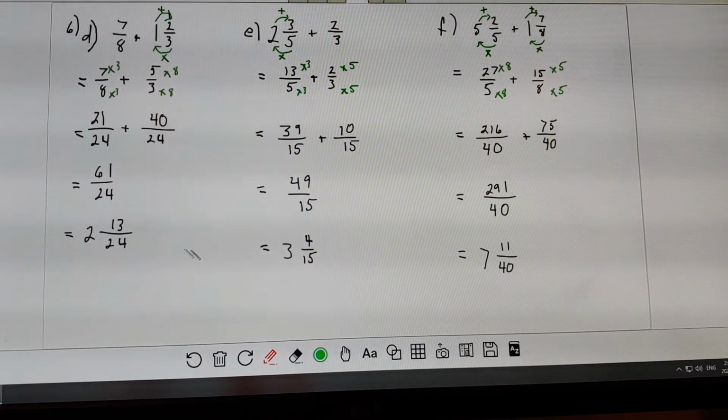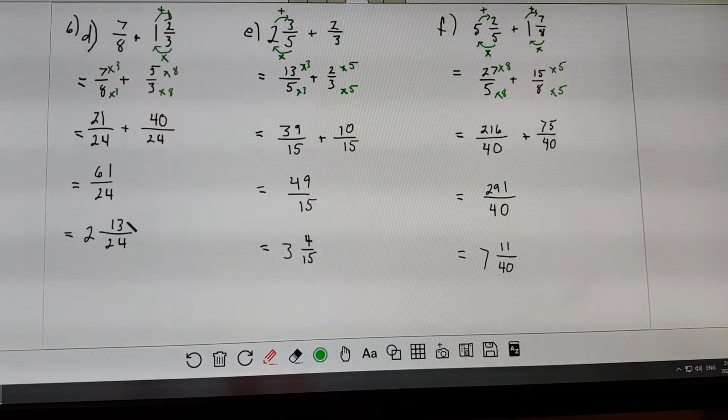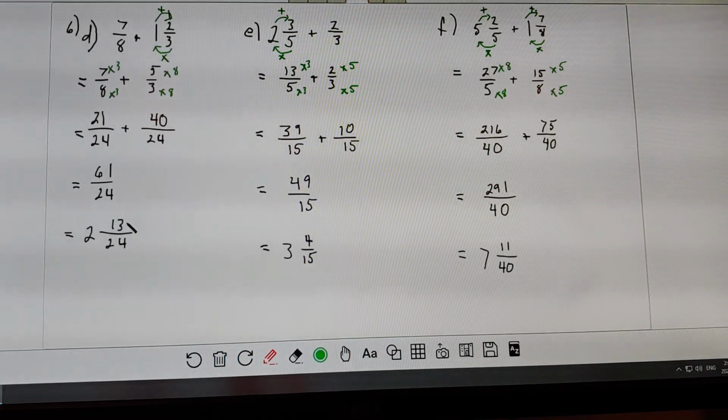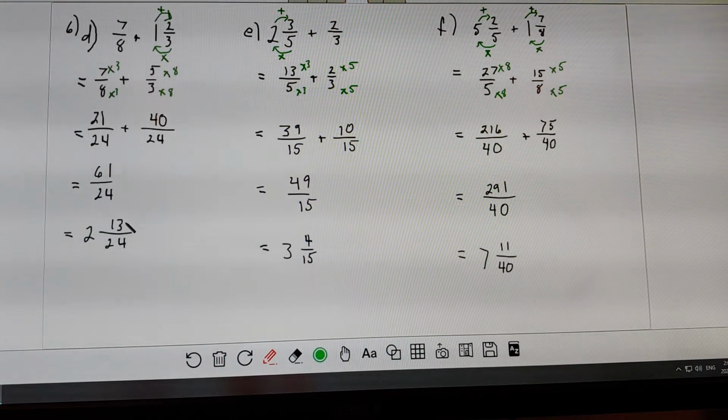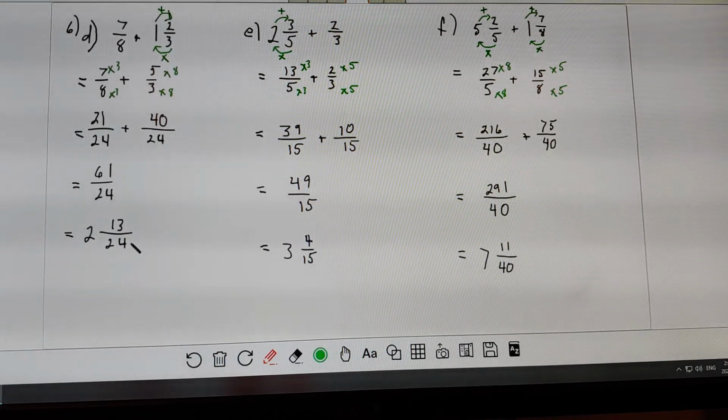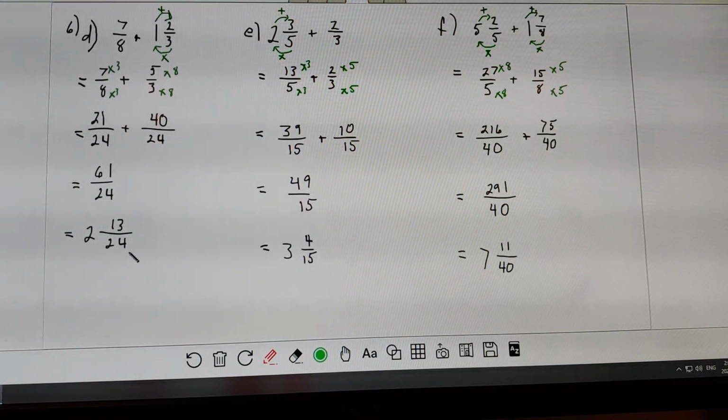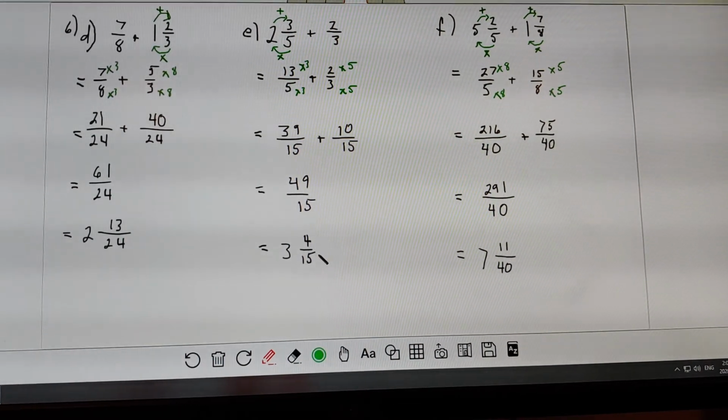And sorry, again, we should be checking are these in lowest terms. So looking at that fraction, 13 is a prime number. So the only thing I'm going to be able to divide by is 13. And if I try to do 24 divided by 13, I will get a decimal answer. So that's lowest terms.